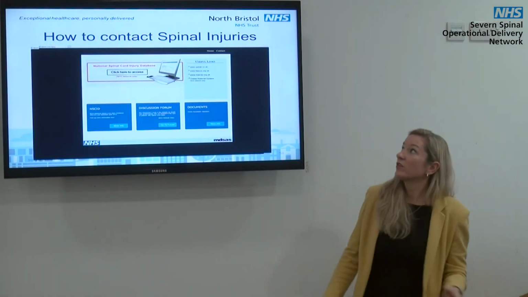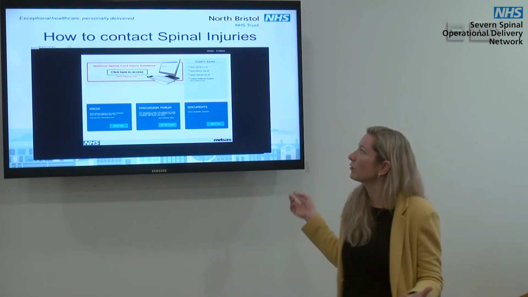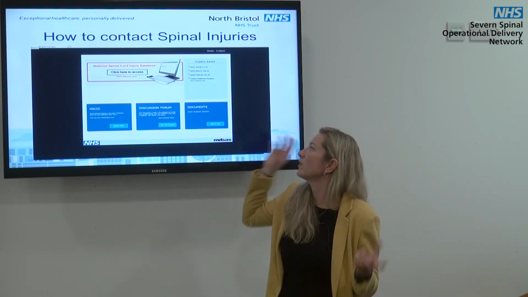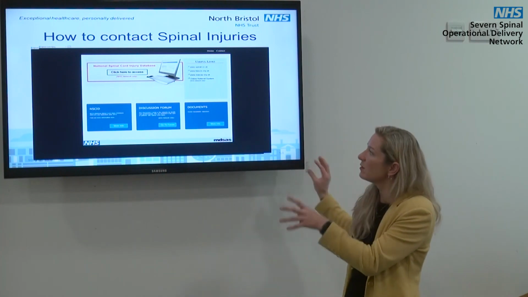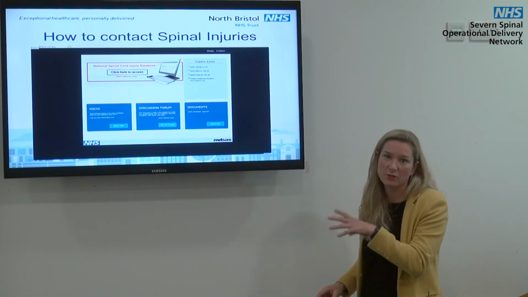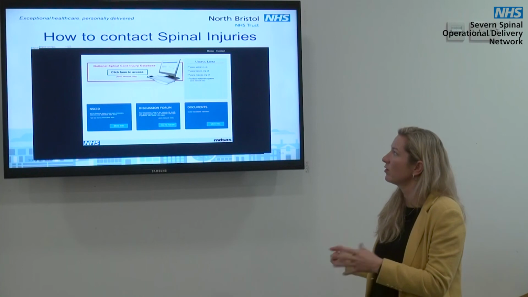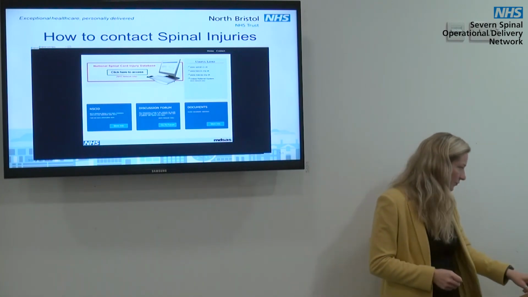If you need to contact the Spinal Injuries Unit, again, it's an online portal, so if you just Google National Spinal Cord Injury Database, it will take you to this site. Anyone can have access to it. You don't have to have previously done referrals, so you can do a new referral on that. So if you want to contact the Spinal Injuries Unit, this is the way to do it.